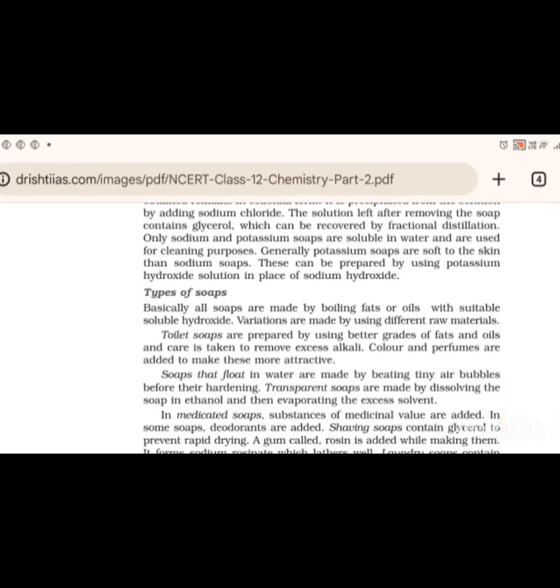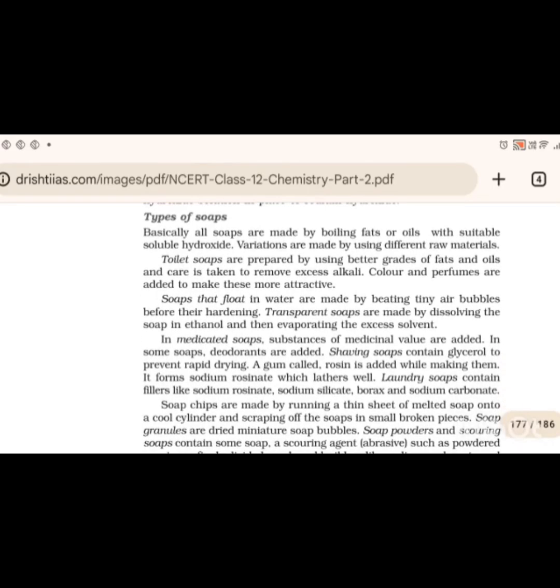Types of soaps. Basically, all soaps are made by boiling fats or oils with a suitable soluble hydroxide. Variations are made by using different raw materials. Toilet soaps are prepared by using better grades of fats and oils, and care is taken to remove excess alkali. Color and perfumes are added to make these more attractive. Soaps that float in water are made by beating tiny air bubbles in before their hardening. Transparent soaps are made by dissolving the soap in ethanol and then evaporating the excess solvent. In medicated soaps, substances of medicinal value are added.